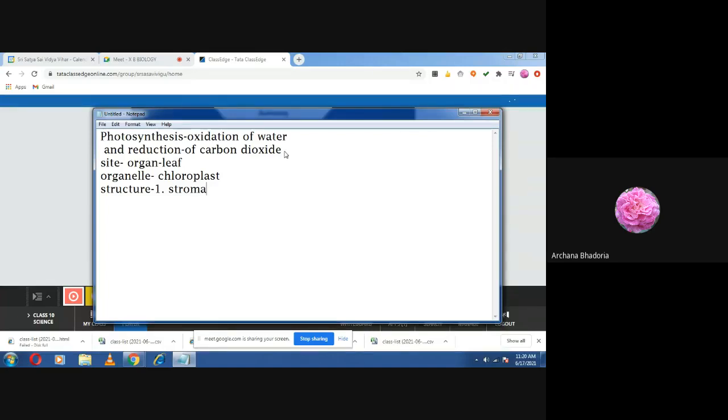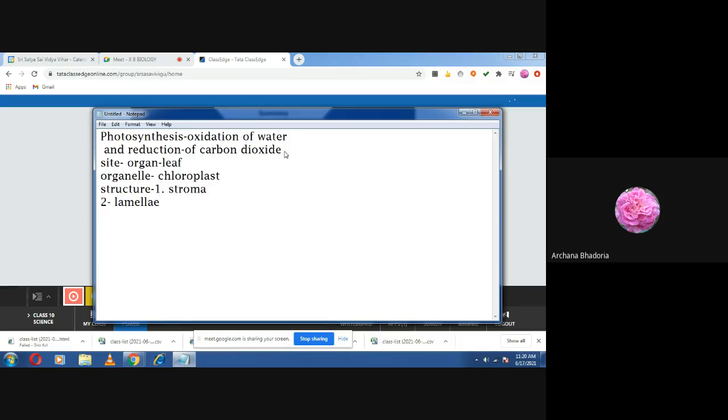Now the second component. What is the second component? Thylakoids. Thylakoids form what? Granum. And then what else? Stroma lamellae. Very good.